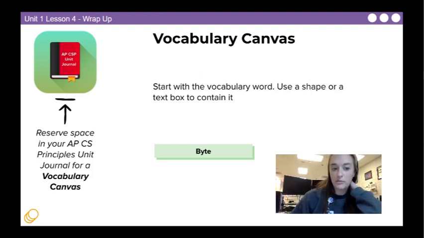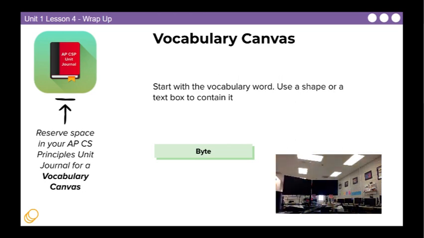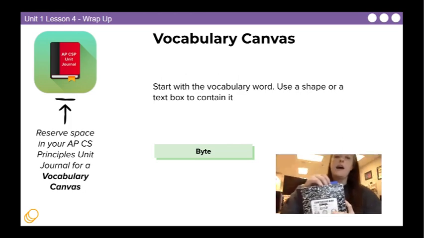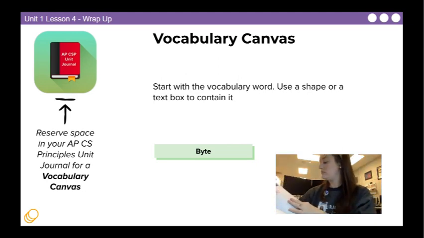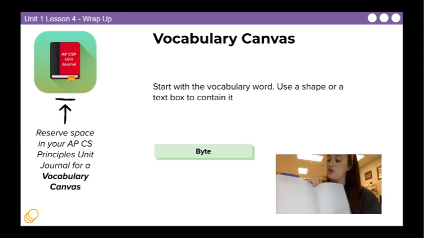So on our vocabulary canvas, we're actually going to create a special place in our journal for the vocabulary. Let me grab that. Okay, so in your bucket, you should have a blue rectangle, and you're going to create a special place for vocabulary. All right, you're going to start with the vocabulary word, use a shape, or use some type of shape to help explain it.